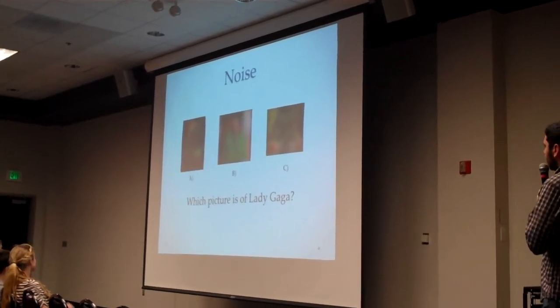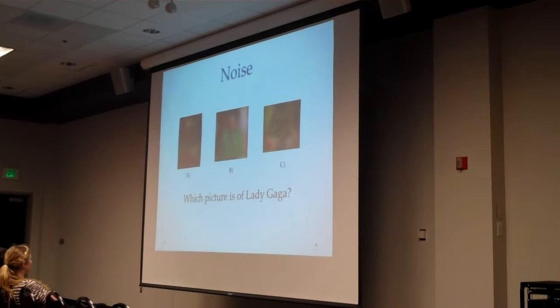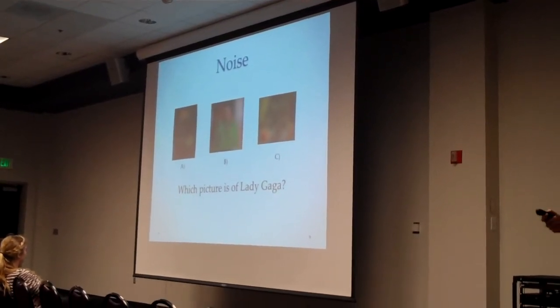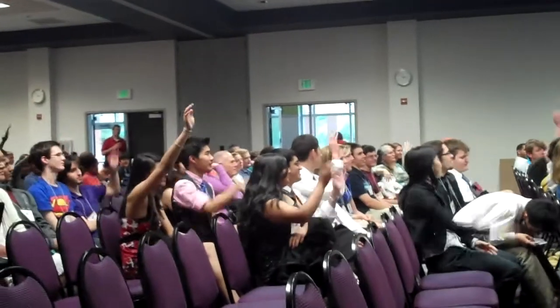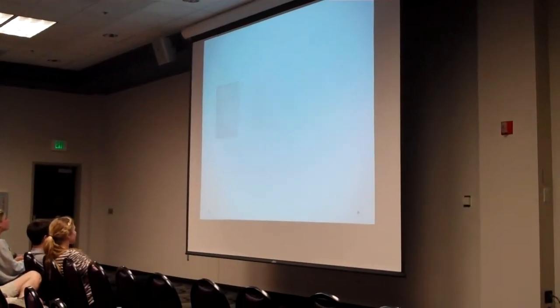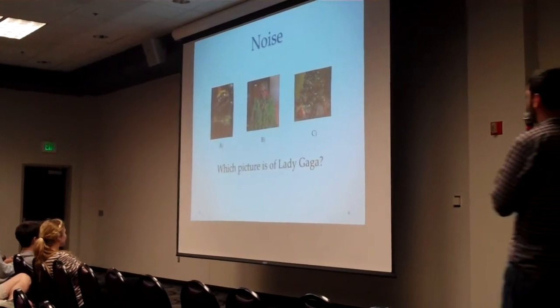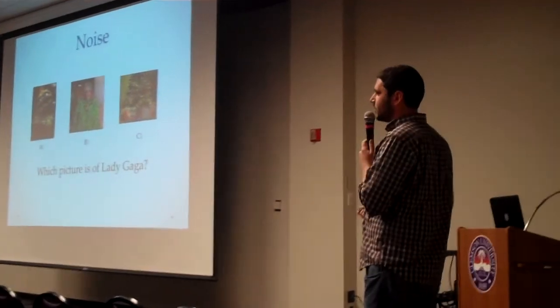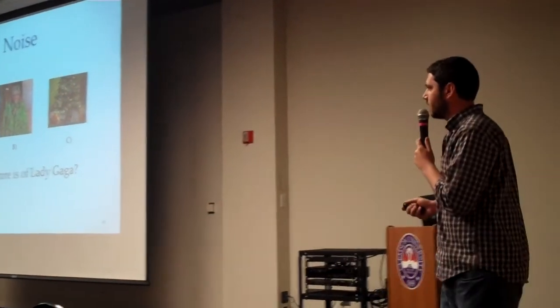In this case, one of these corrupted pictures is actually of Lady Gaga, and the test here is, can you tell which one? By a show of hands, who thinks it's A? Who thinks it's B? Who thinks it's C? Wow, I did pretty good with this one then. If my clicker will work, we can have the big reveal. B. That is a Christmas tree, not a pop singer, and that's Oscar the Grouch.